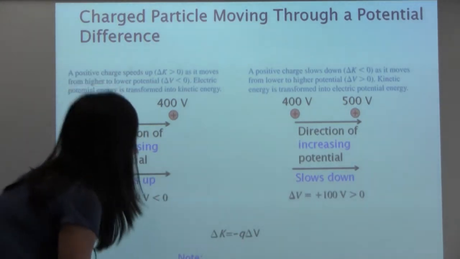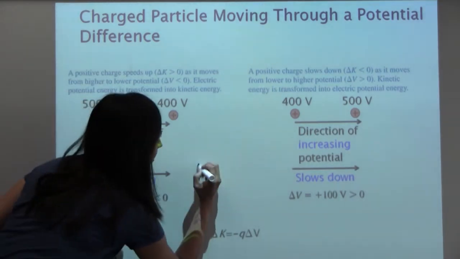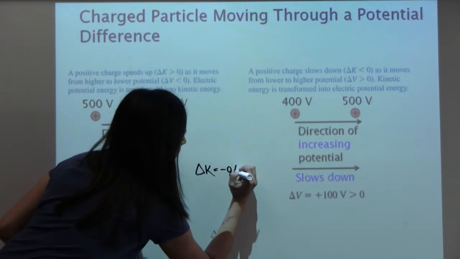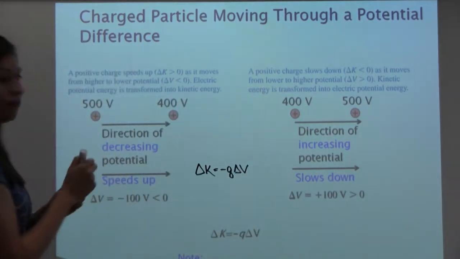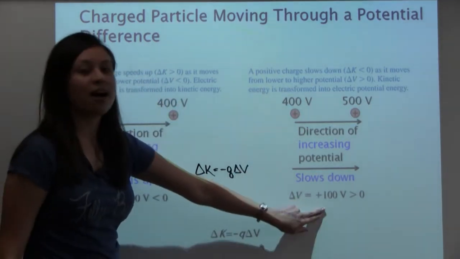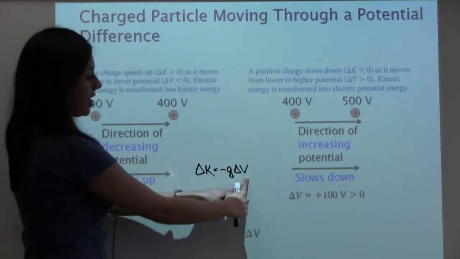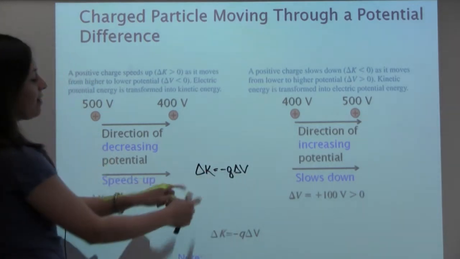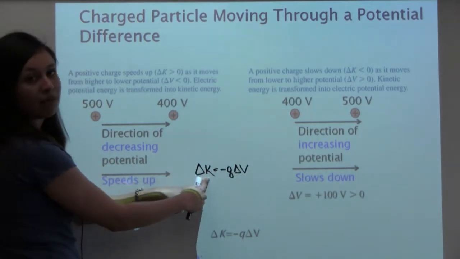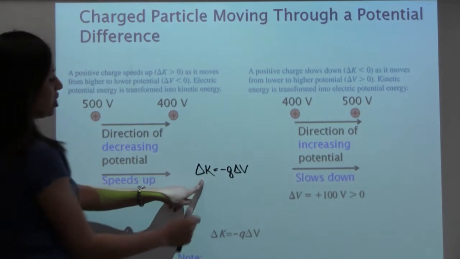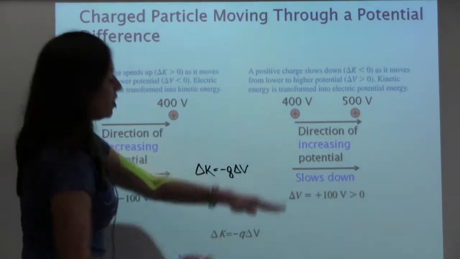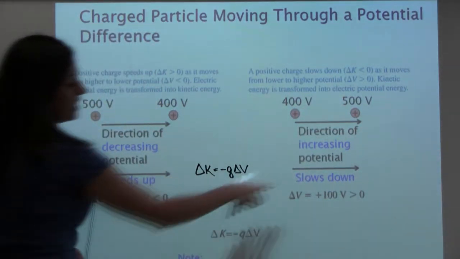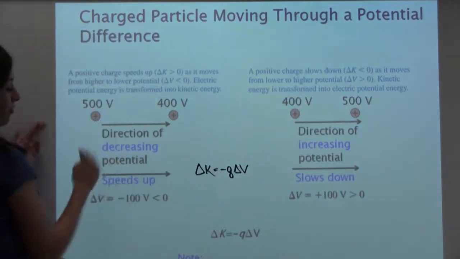And I'm not sure if you can really see that well, so let me write it up here. If I have delta K is equal to negative Q delta V, if I have a positive delta V times a negative Q or charge, then I'm going to have a negative delta K. I'm going to have a negative kinetic energy. And that makes sense because we're going from kinetic into potential. So yeah, we do want to have this a negative value in this sense. And then reverse for here.